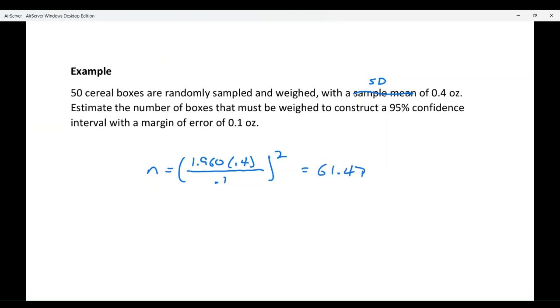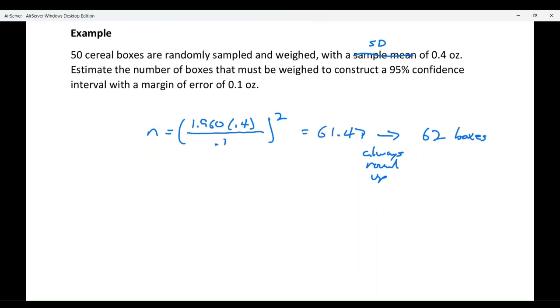61.47. Now, again, we're talking about a sample size here. And so in this case, we will always round up. Obviously, samples would have to be whole numbers. But again, it's kind of that conservative estimate idea that I've mentioned before. We round up. And so in this case, we'd want our sample size to be 62 boxes to meet the criteria for this situation. All right.